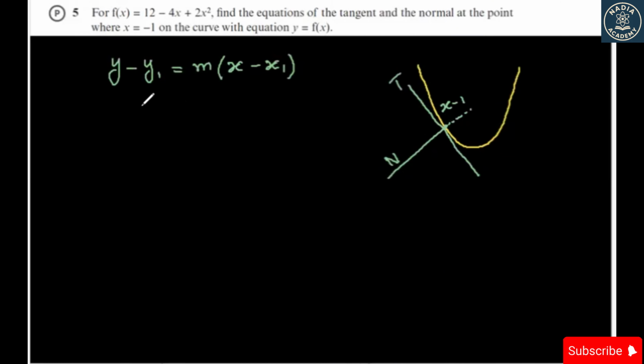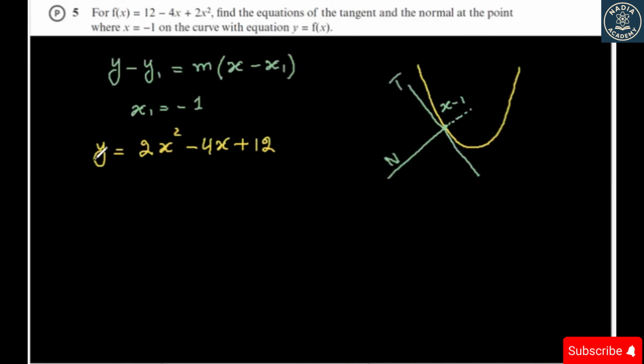So we know that x1 is equal to -1. And this is for our parabola: y is equal to, I can also write it as, 2x square minus 4x plus 12.